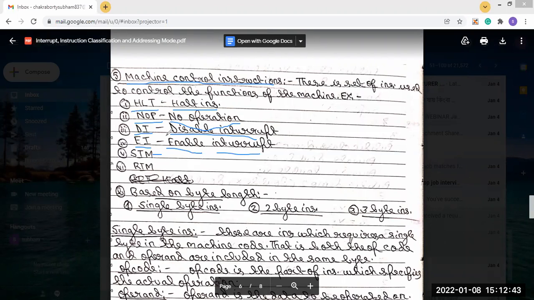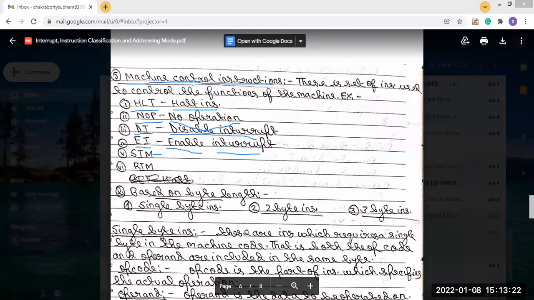Now, this is based on the functionality we have seen. Now we will see based on the byte length. The second way that we can classify the instructions is based on the byte length. We have three types: single byte instruction, 2 byte instruction, and 3 byte instruction. These types are present because we may have a single byte instruction, maybe a 2 byte instruction, or maybe a 3 byte instruction.